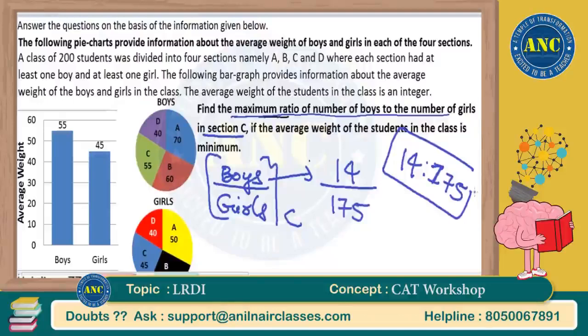One bar graph is given, one pie chart is given. He is asking maximum and minimum. Those of you who are writing CAT multiple times know that a good number of questions are coming from maxima and minima. Answer is 14 is to 175. One analytical reasoning question, 2 people have to reach the destination. That is clear.